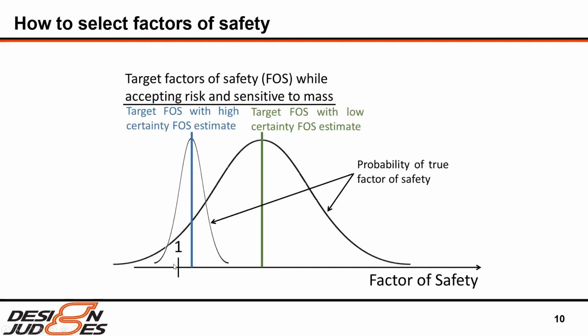Now, if you're willing to take on a little more risk, you can begin to push the tail of some of this distribution below 1. If you're willing to have your parts fail, then this is 10% of the curve's area. You push this down here, you're going to have a 10% chance that it might fail. And you might do this when you can take on risk, or when your goals are very sensitive to mass.